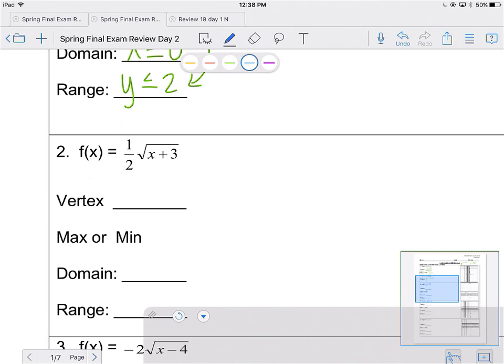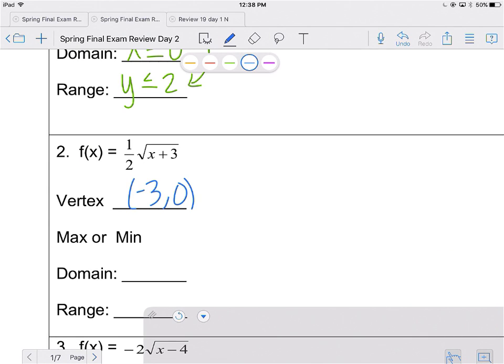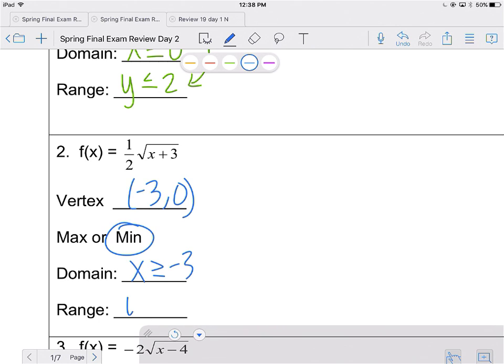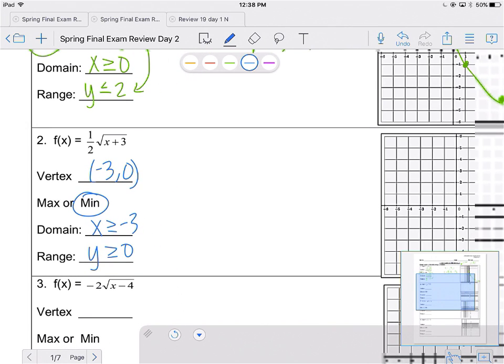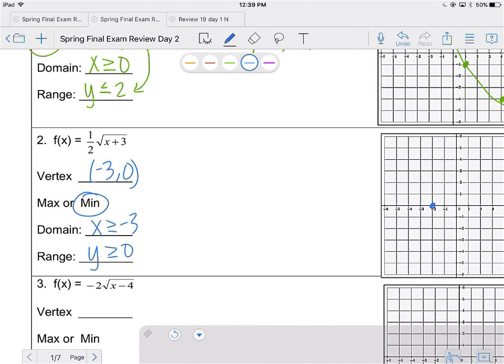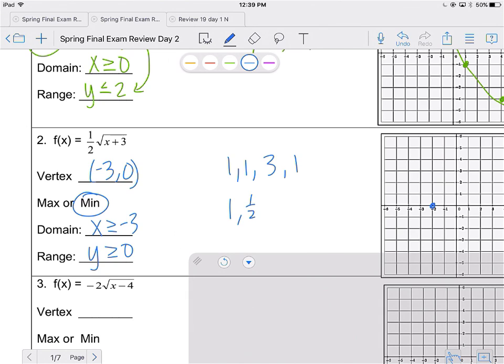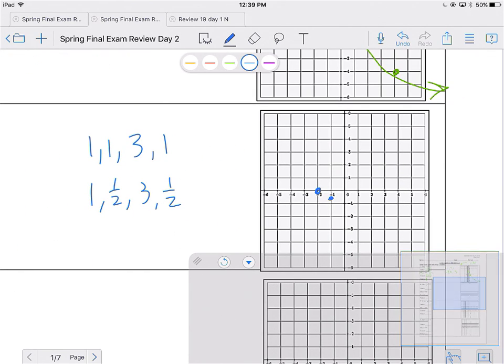Problem 2, my vertex is the opposite of what's inside with x, the same as what follows. I will have a minimum on this one, so x is always greater than. Range will also be greater than, because this one doesn't have a reflect in front. My pattern is 1, 1, 3, 1. Every other number gets multiplied by 1/2. So I go right 1, down half, right 3, down half, and this one is clearly smushed.